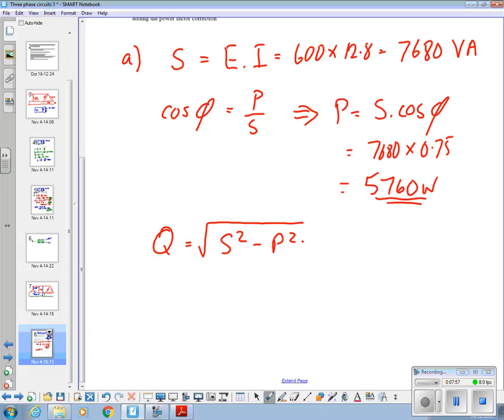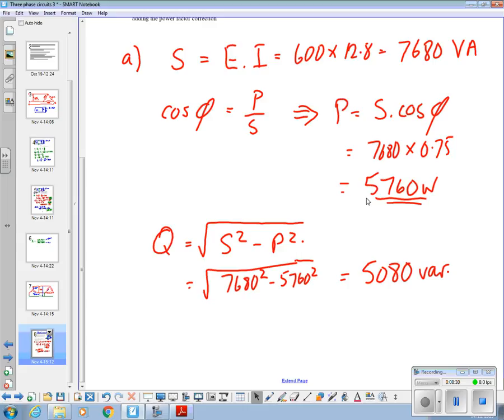And we're at the stage now where you should just be able to easily rearrange that to find any one of the three. So that's the root of 7680 squared minus 5760 squared, which comes out at 5080 VARs.